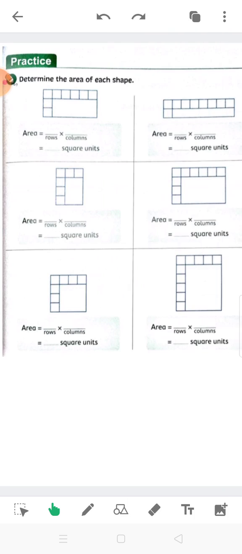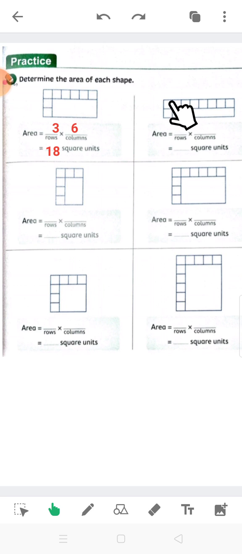Let's see the next. I can get the area using the number of rows and the number of columns to get the square units inside the figure. However, this figure is not completed, as we see here. Okay, let's see. How many rows? I've got 3. 1, 2, 3. How many columns? 1, 2, 3, 4, 5, 6. 3 times 6 equals 18 square units.